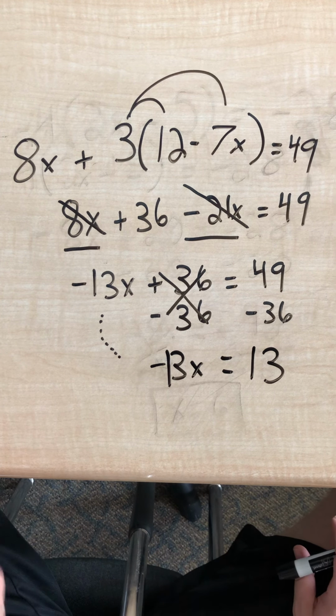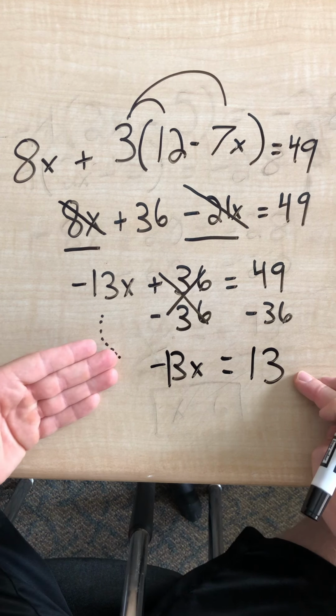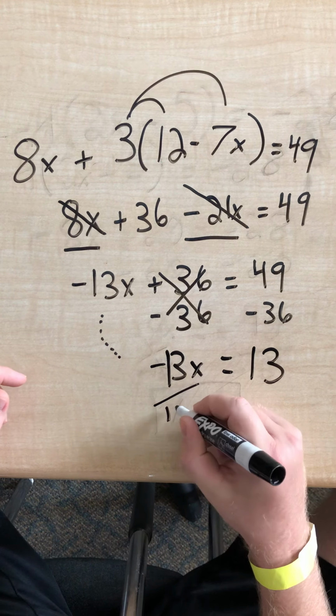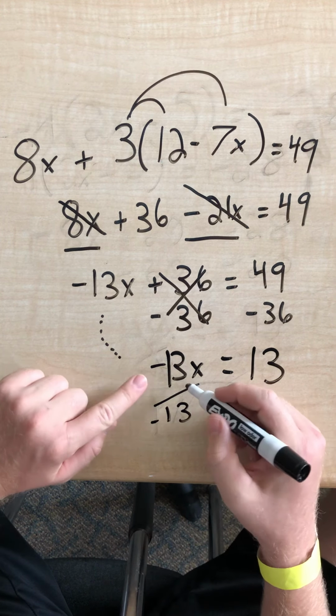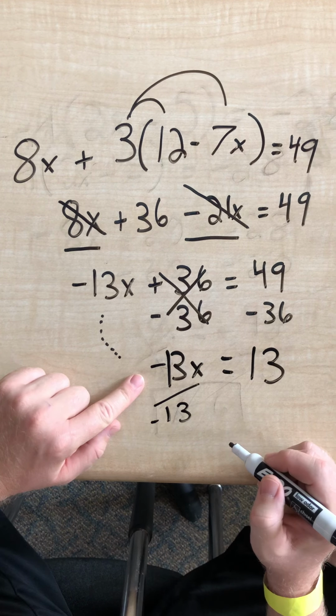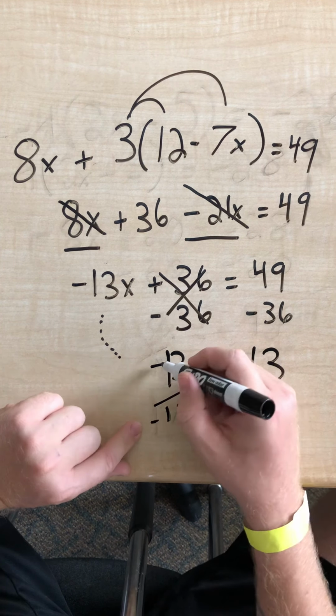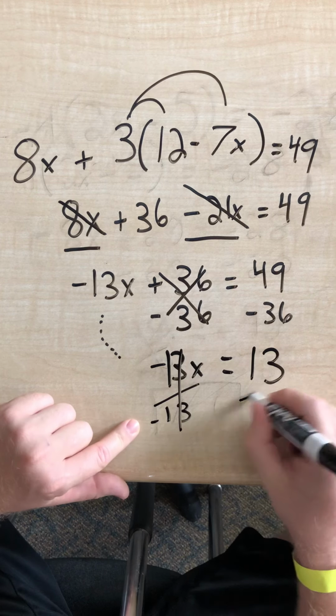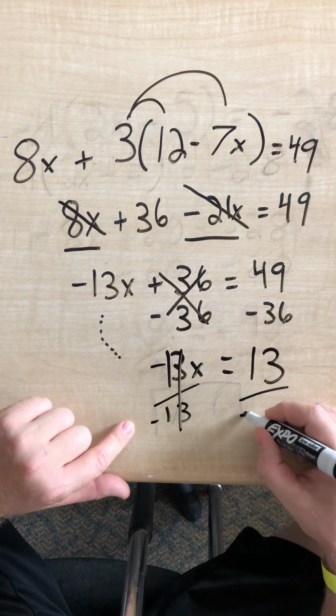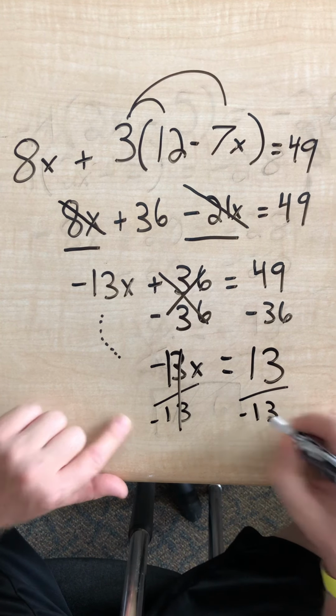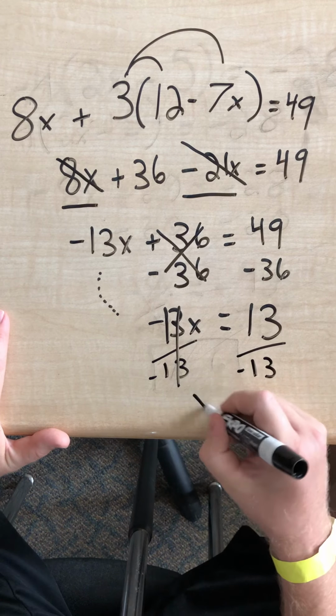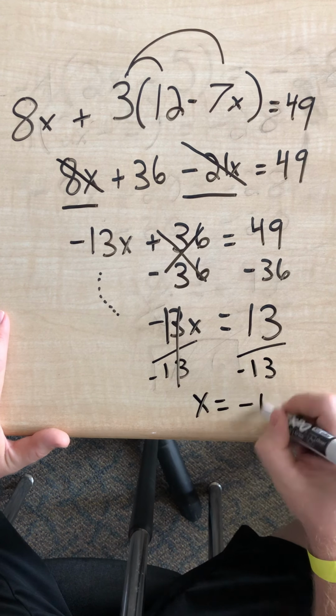Our very last step, because we just isolated the variable, is divide by negative 13. Be so careful. You've got to divide by that negative right there. Negative 13 divided by negative 13, that cancels out. Positive 13 divided by negative 13 equals x equals negative 1.